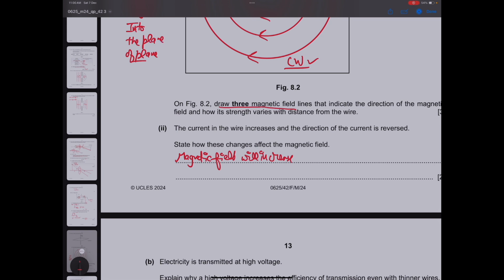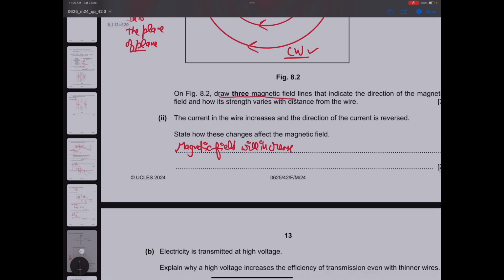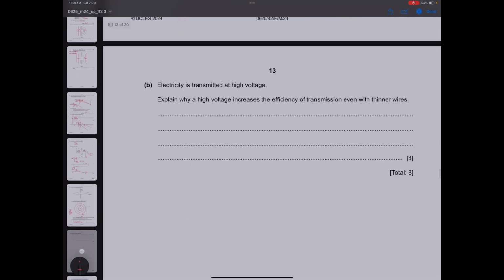You get my point, right? When you give a thumbs up to someone, that thumb is pointing upwards and the fingers are curling in the direction of anti-clockwise. You can just say that direction will reverse, anti-clockwise. All right. Now, electricity is transmitted at high voltage. Explain why high voltage increases the efficiency of transmission even with thinner wires.